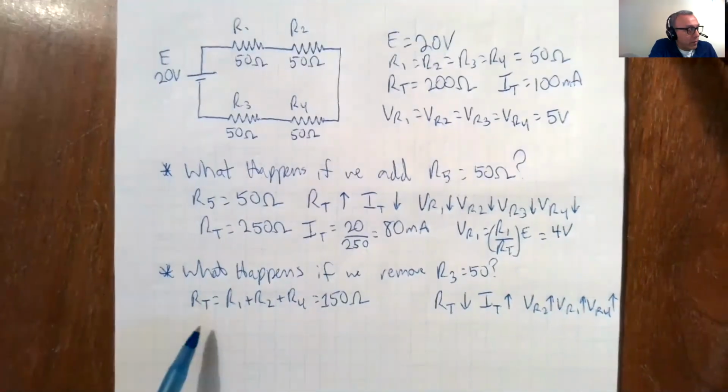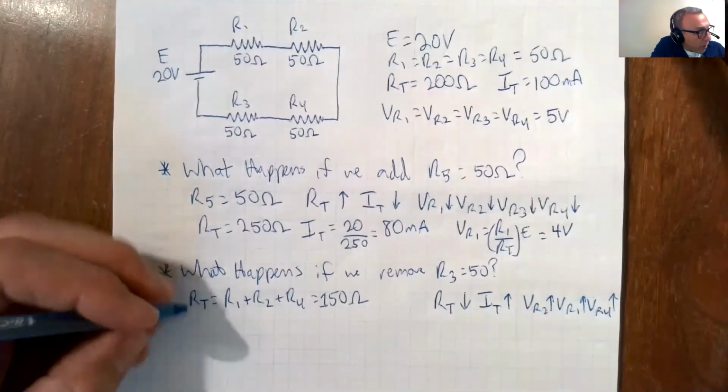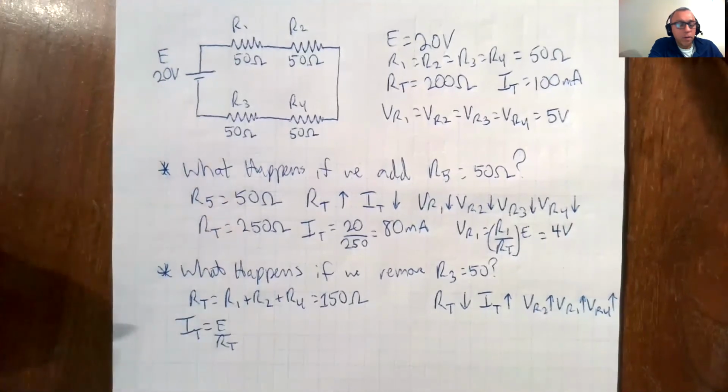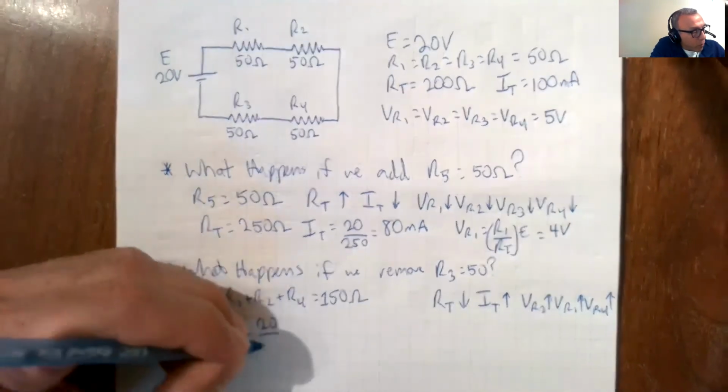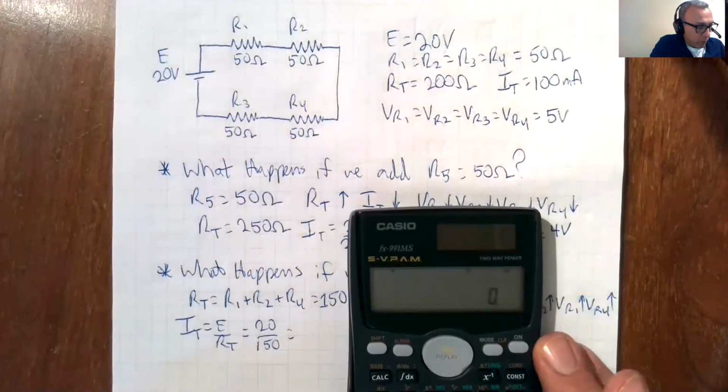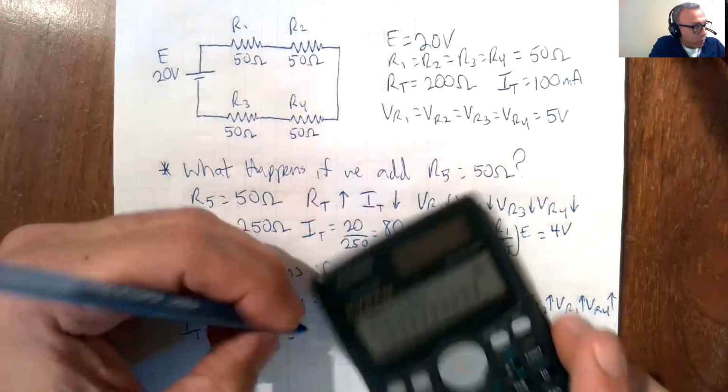So let's prove it. RT equals 150. So now IT is equal to E over RT equal to 20 over 150, which is 20 divided by 150, 133.333 milliamps.